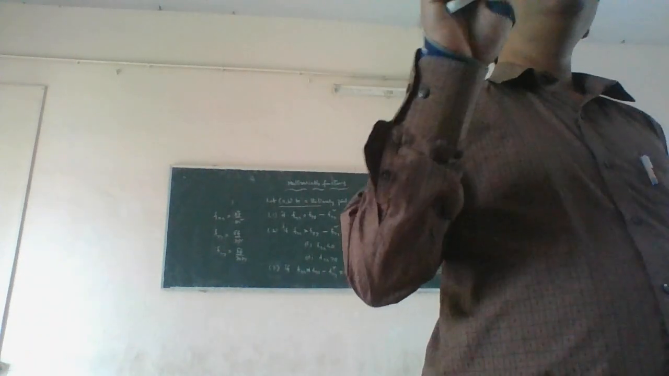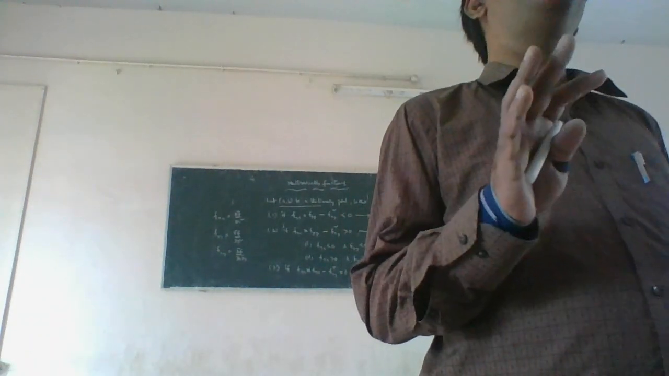Now check for 1 comma 1. Very good. 1 comma 1 is a saddle point. Minus 1 comma 1, good. So very simple. Though the multivariable functions look a little bit tough, once you determine the stationary points, if you remember the conditions, it is very easy to identify whether they are stationary or saddle points.